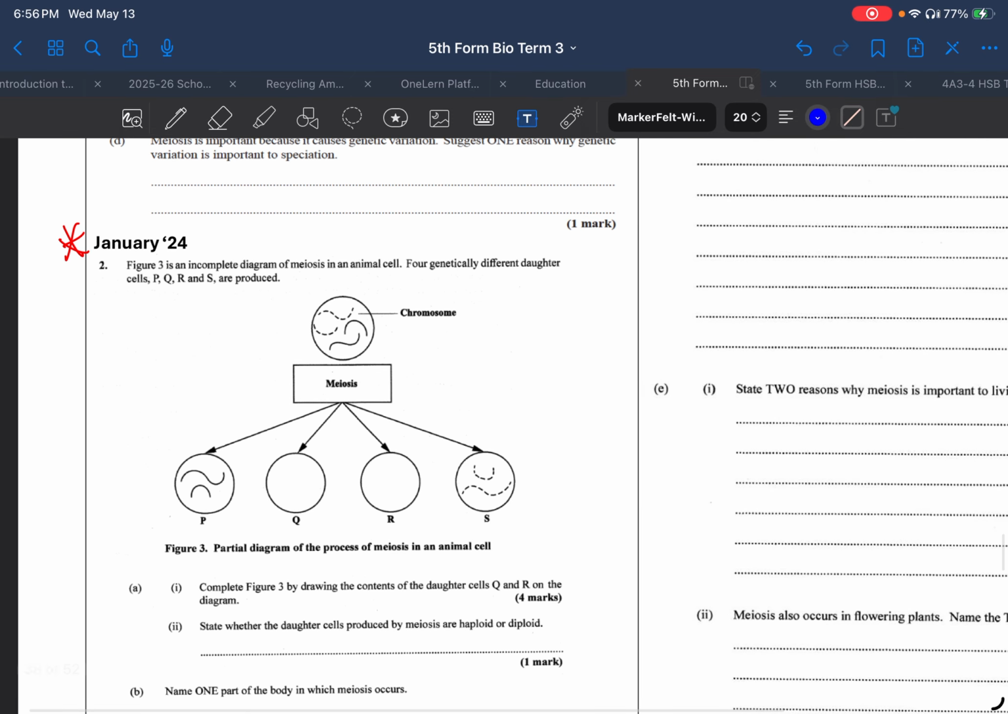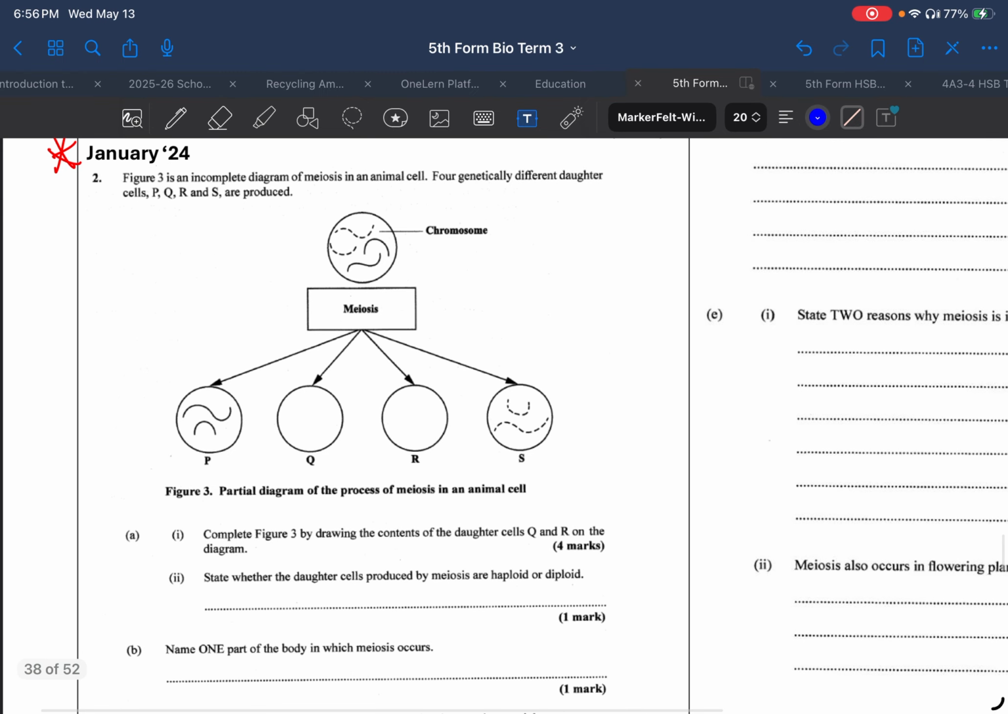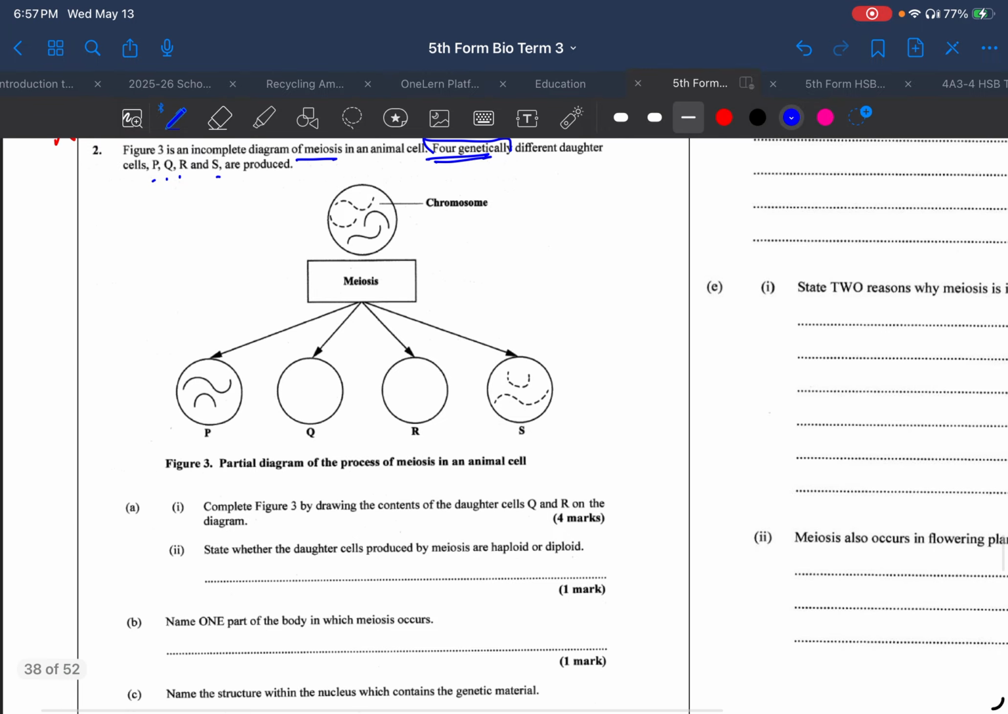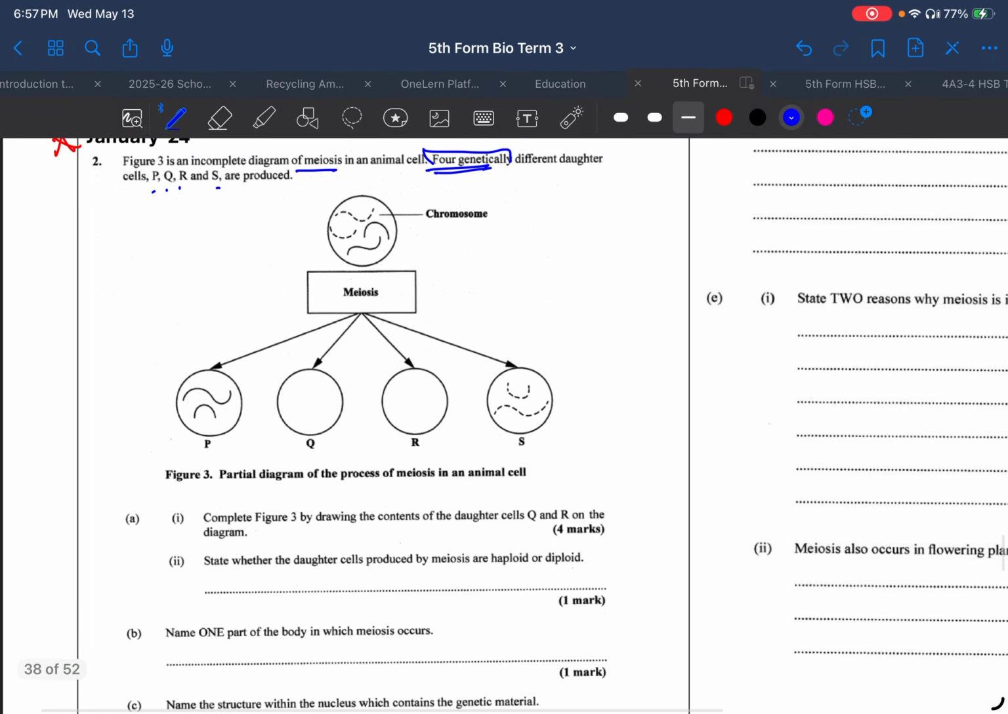And last one we can look at here says figure 3 is an incomplete diagram of meiosis. 4 genetically, remember, 4 different daughter cells, P, Q, R, and S are the result. And again, we're going to observe how many chromosomes? 4. You see homologous pairs. These 2 are the same. These 2 are the same. Now, how they have them resulting? So we have 2 here, 2 here.